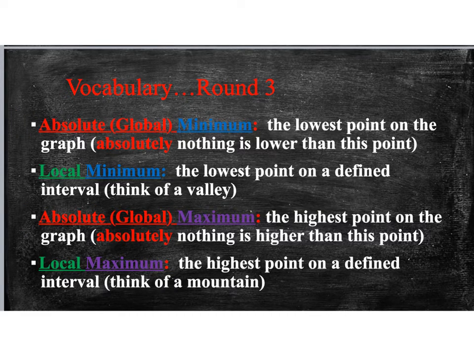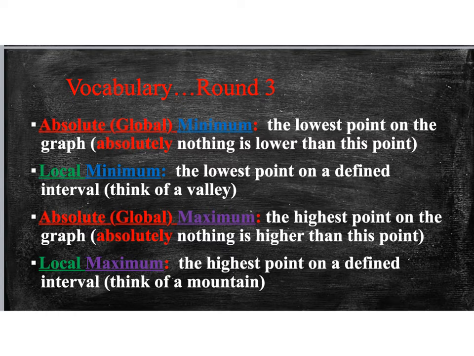A few more vocabulary words. Absolute, or global, minimum. This is the lowest point on the graph, and so I want you to think about absolute minimum is where absolutely nothing is lower than this point. We also have what's called a local minimum. So I think of local as being like a section of the graph where there is a minimum, but it doesn't necessarily have to be the absolute lowest. And so local minimum is just going to be the lowest point on a defined interval. So it could be a section of the graph. What is the lowest point of that section of the graph?